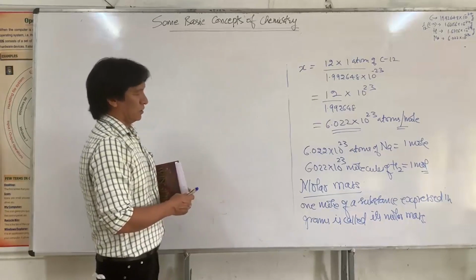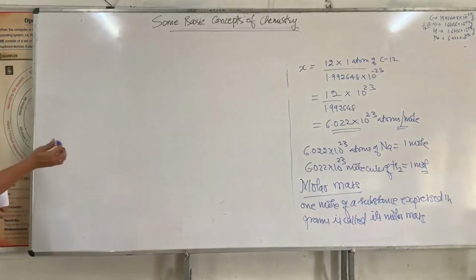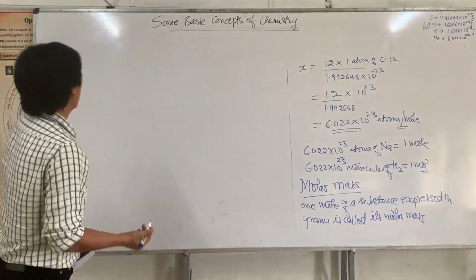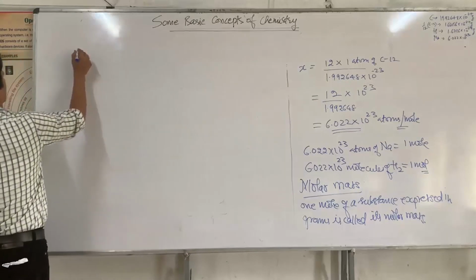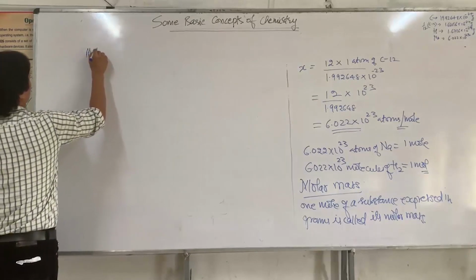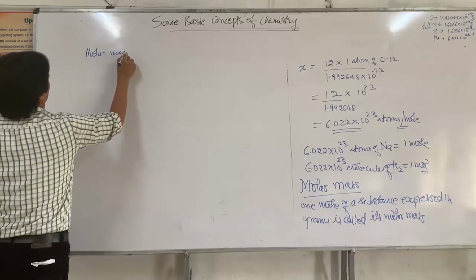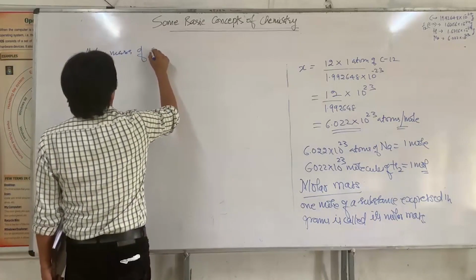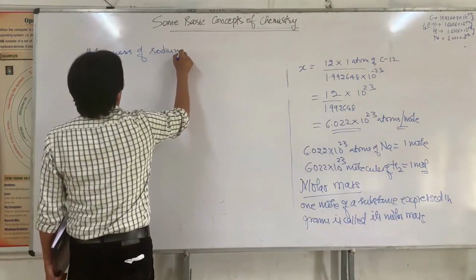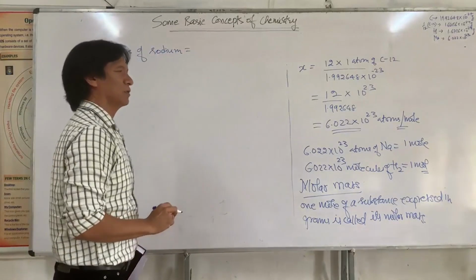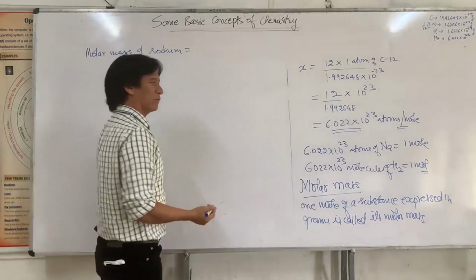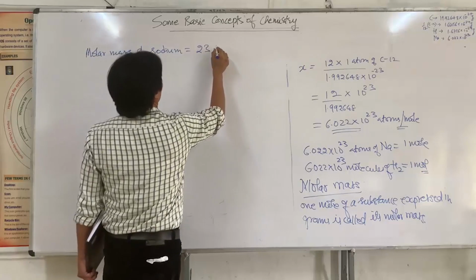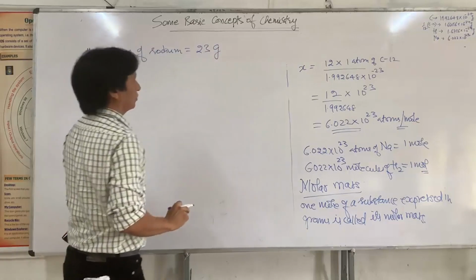So based on the molar mass, let's take any example. For instance, we'll take the molar mass of sodium. You know sodium, the atomic mass of sodium is 23 unified mass units. Now if you take its molar mass, it is 23 grams.